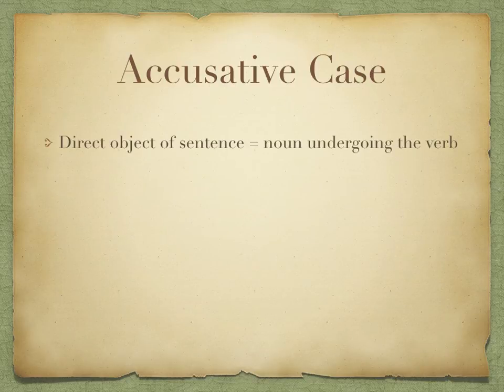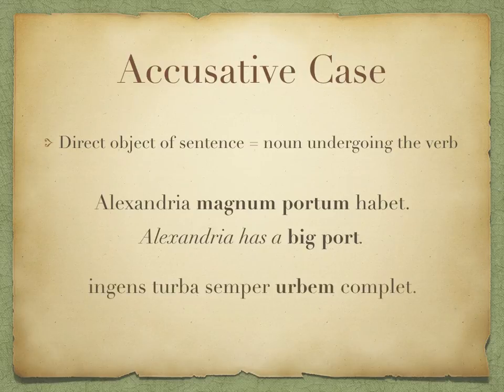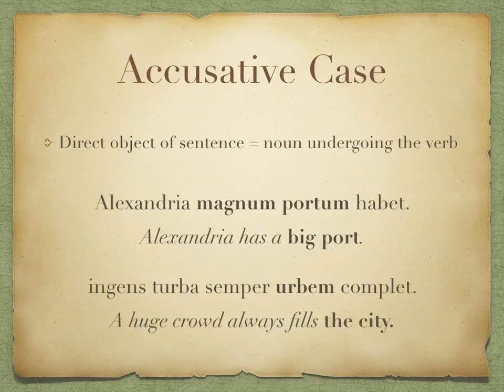This means the noun which is directly undergoing the action of the verb. So if we take the same example we had, this time magnum portum is in the accusative case because it is the object of the verb. It is undergoing the having. Ingens turba semper urbem complet. Urbem is in the accusative case because it is the direct object of the verb complet. It is what is being filled.